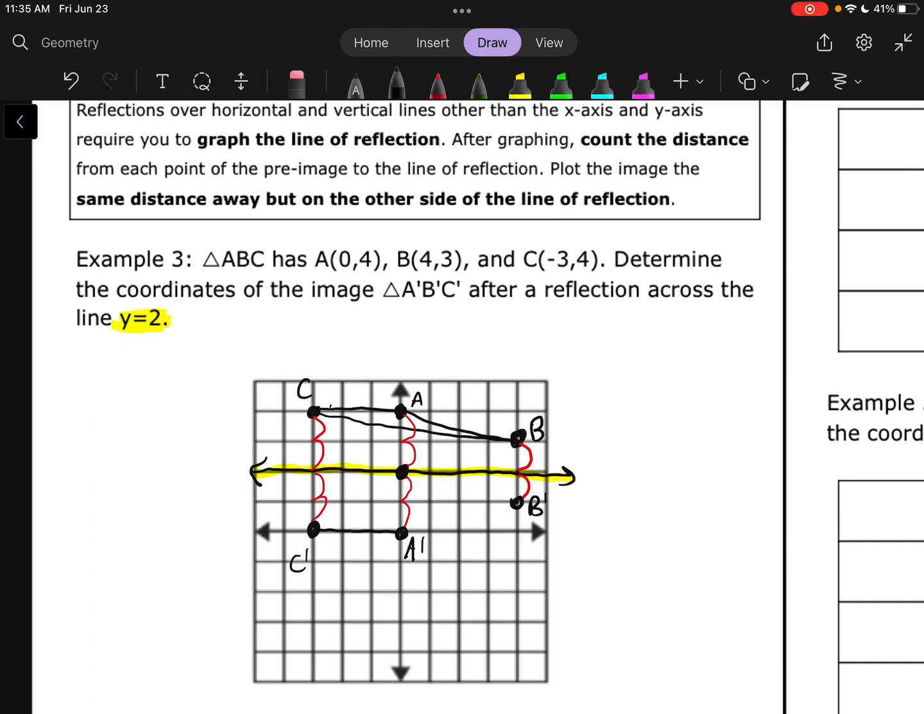So the image, the new shape, is down here. So this is my image, A prime, B prime, C prime. And now it is reflected over that other horizontal line that I graphed in, y equals 2. There's not going to be rules for these other types of lines. You've got to be able to graph them, and then you've got to rely on counting to figure out how to reflect that thing.